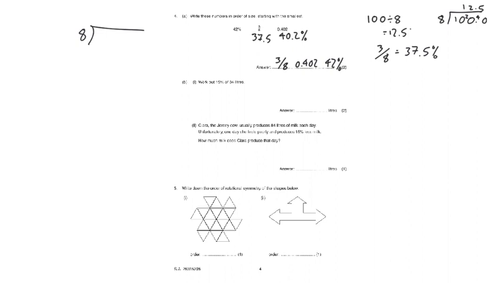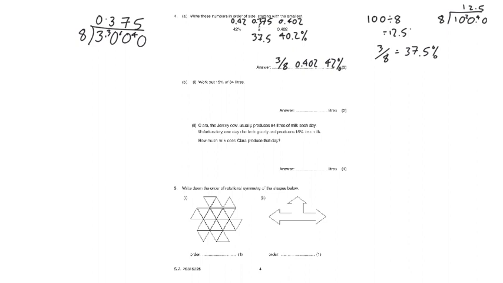8s into 3 is 0. 8s into 30 is 3. 8 threes are 24, remainder 6. 8s into 60: 6 eights are 48, 7 eights are 56. 8s into 40 are 5. So that means that this, as a decimal, is 0.375. This is 0.42, and this is 0.402. And then you can put them in order like that. So a couple of ways to do that.